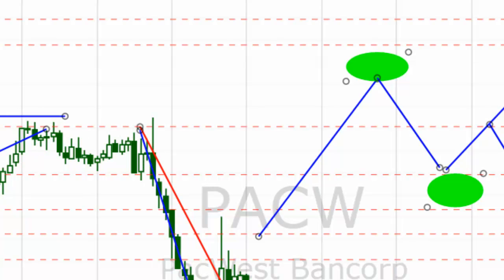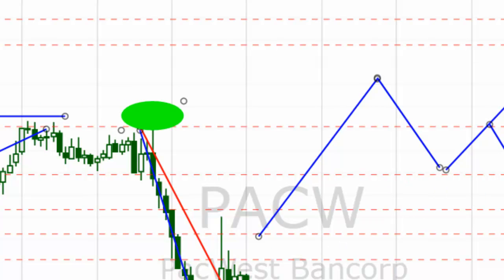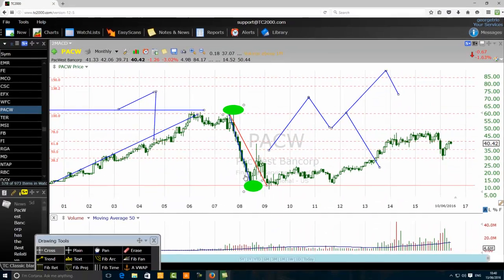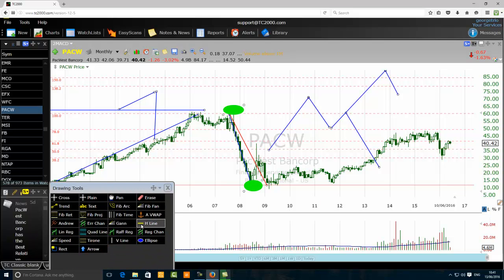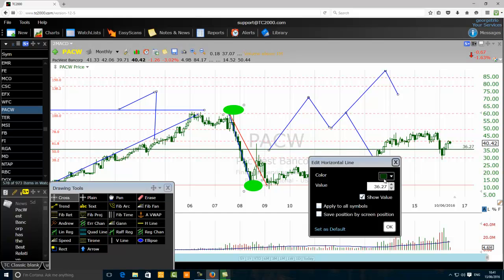So what you need to do is highlight the beginning of the correction, especially the last part. Sometimes they may say here, but especially the last part, this one that brings it down like this. Highlight the beginning and the end of that correction, and you will also highlight the 50% Fibonacci retracement level, because very often there is a clash between the Fibonacci traders and the Elliott wave traders.